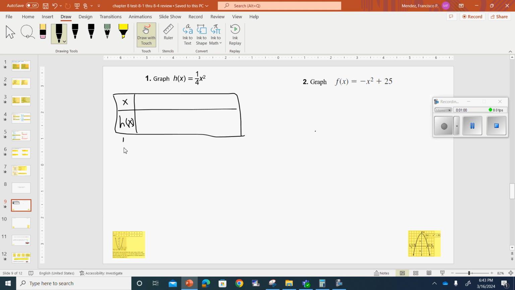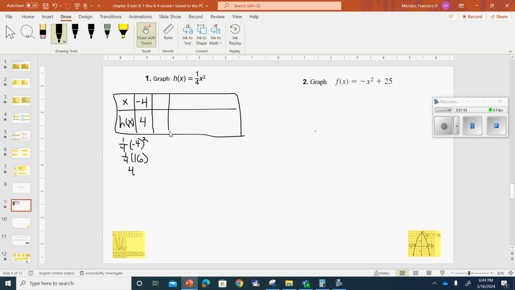Now we're going to take these numbers. If I've got 1/4 x squared, and I make x negative, I'm going to go by factors of 4, so I'm going to start with -4 first. If I do -4 as x and square it, all I did was replace this x with -4. Then -4 times -4 is 16, and 16 times 1/4 is 4. So when x is -4, h of x is 4.